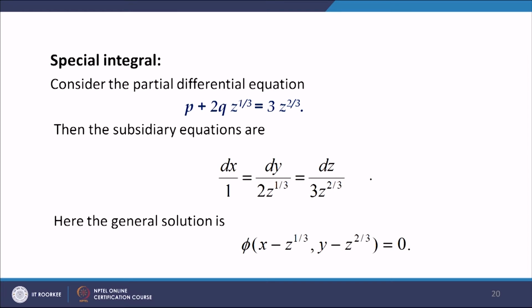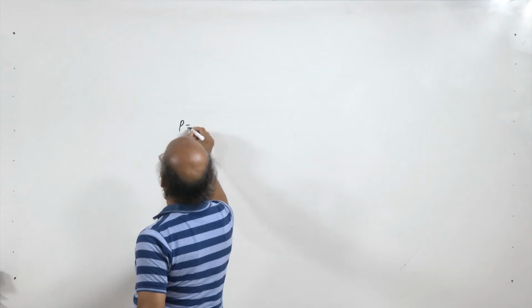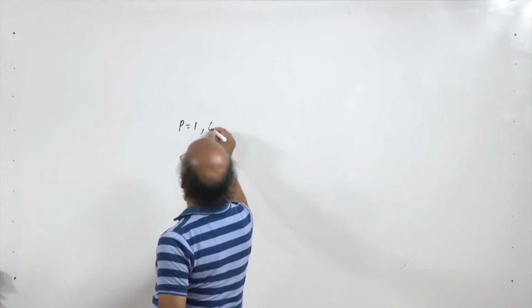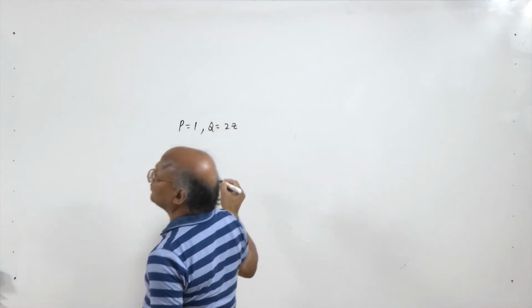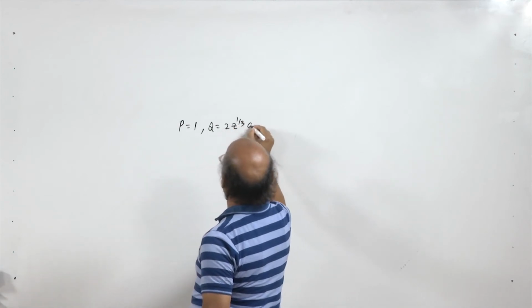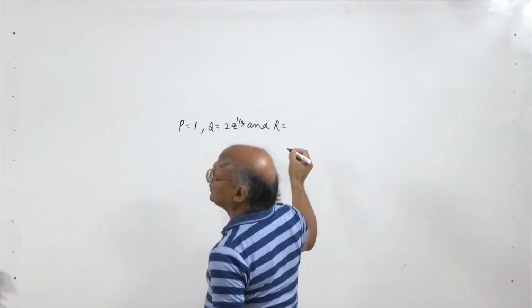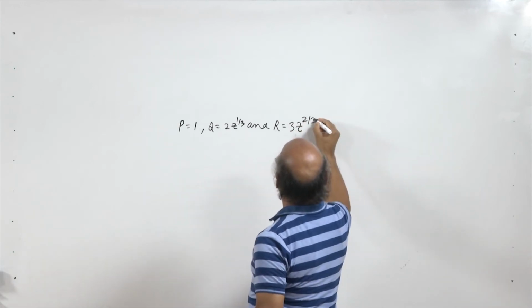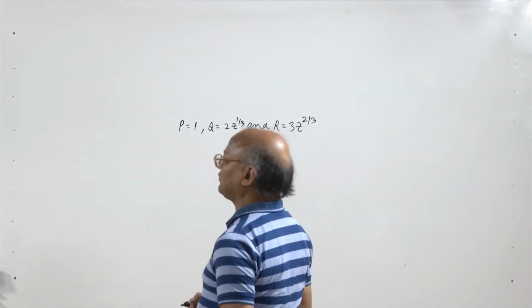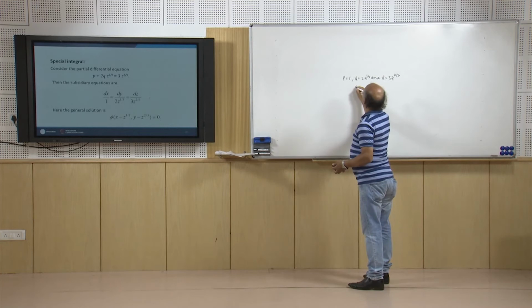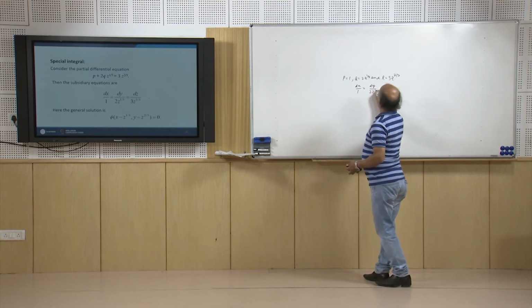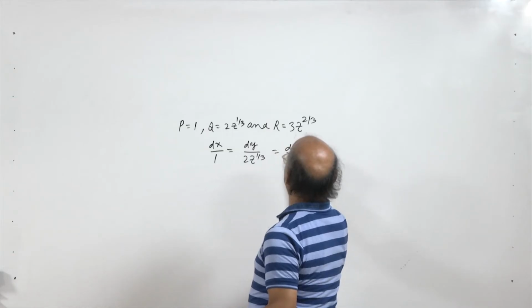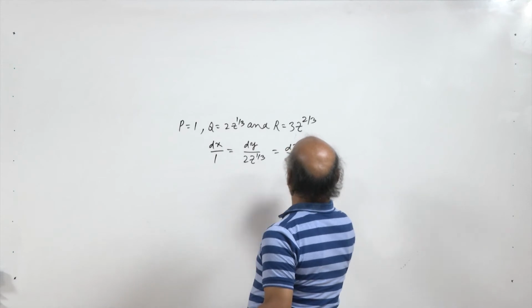So this is a Lagrange linear equation, where we see that capital P is equal to 1, capital Q is equal to 2 z to the power 1 by 3, and R is equal to 3 z to the power 2 by 3, when we compare this equation with the Lagrange linear equation general form. So the subsidiary equations are dx over 1 equal to dy over 2 z to the power 1 by 3 equal to dz over 3 z to the power 2 by 3.